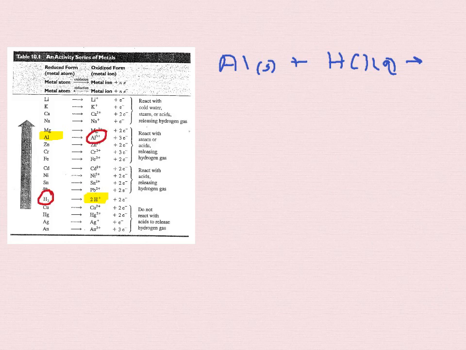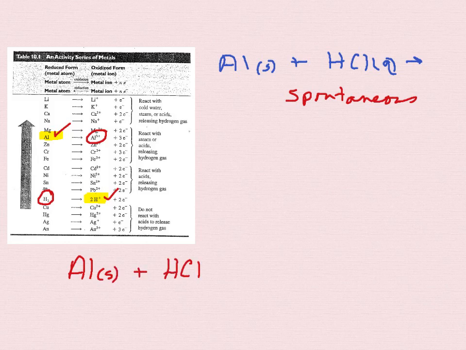To decide if the reaction will actually happen, you've got to say, is the metal higher than the ion? And it is. Therefore, this reaction is indeed spontaneous, which means it will proceed. To show that, we can actually write the products. So aluminum as a solid will react with hydrochloric acid. Doesn't really matter what the acid is as long as it's strong enough. HCl.